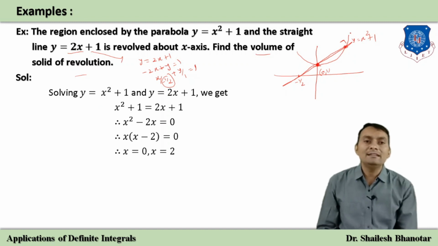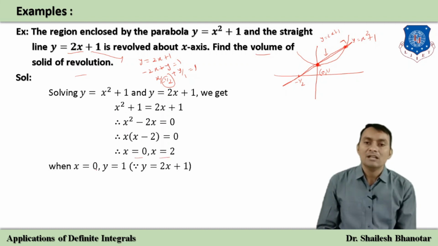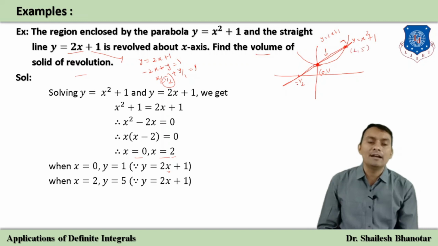So solving these two curves, the line y is equal to x plus 1 and y is equal to x square plus 1, what you are going to get is x is equal to 0 and x is equal to 2. When I put x is equal to 0 here, y will be exactly 1, and that is the first intersection point. And when I put x is equal to 2, I will get y is equal to 5. So I can say this intersection point is (2, 5).